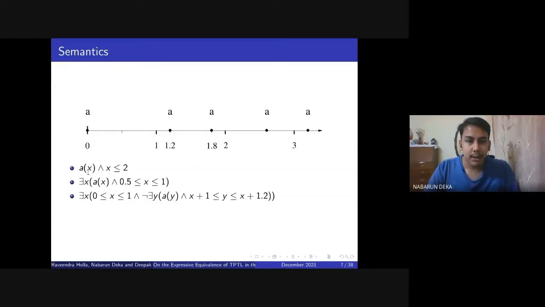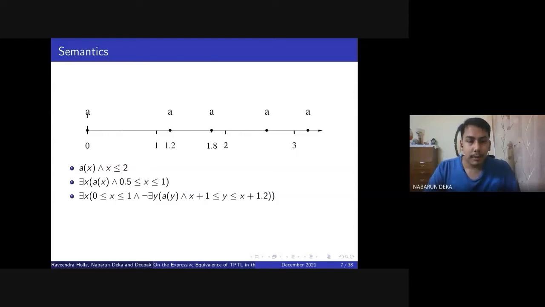But this will not satisfy A(x) at 0.5 because there is no action A at 0.5. x less than or equal to 2 is interpreted as the standard less than or equal to. So anything in this time scale will satisfy x less than or equal to 2. Anything after 2 will not satisfy.